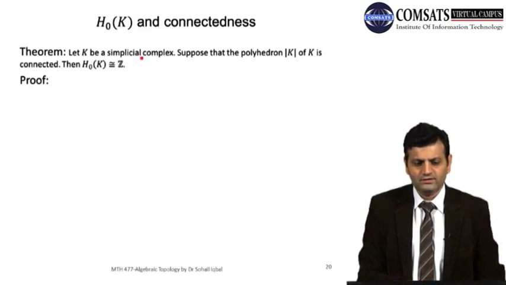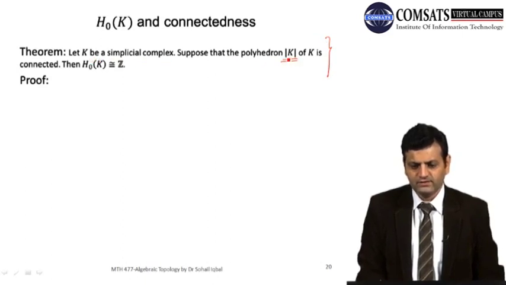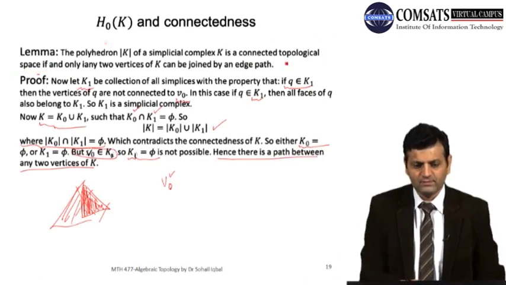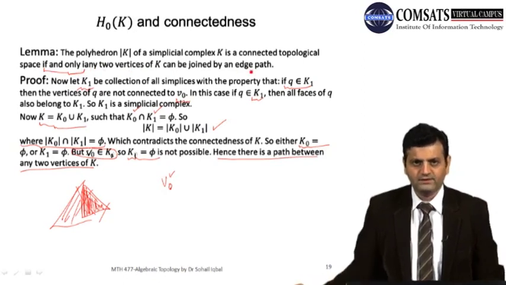Now we have our result that we discussed throughout our lecture. If we have a simplicial complex whose underlying space is a polyhedron, and if it is connected, then H0 of K is isomorphic to Z. We know that the connectedness of the polyhedron and path connectedness of the simplicial complex are equivalent according to our previous lemma, which says that the polyhedron of a simplicial complex is a connected topological space if and only if any two vertices of K can be joined by an edge path.